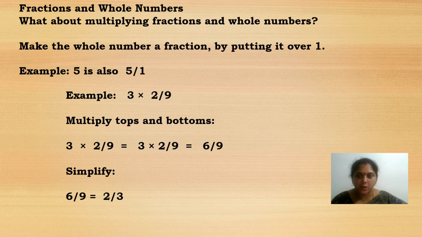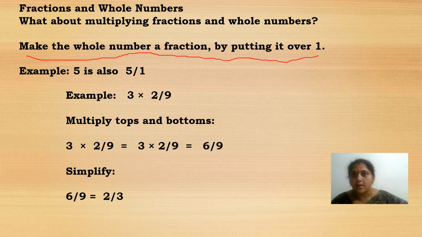Children, we have seen how to multiply a fraction number into a fraction number. Now, in this example, we are going to see how to multiply a fraction number with a whole number. What is a whole number? We will not have any denominator in our whole numbers. A whole number means it is a single digit. Now, fraction into a whole number. How are we going to do that? Make the whole number a fraction by putting it over 1.